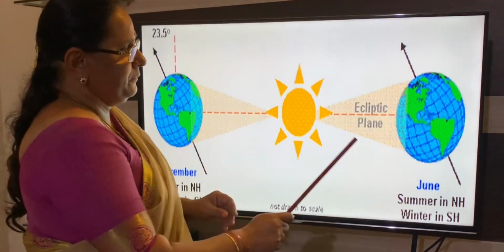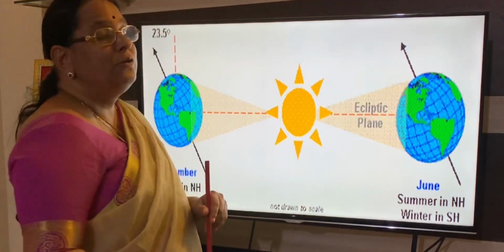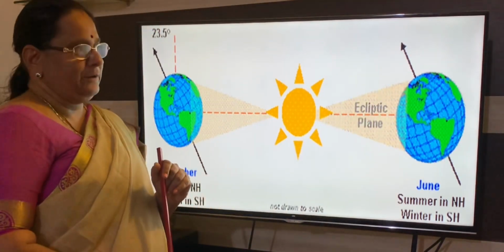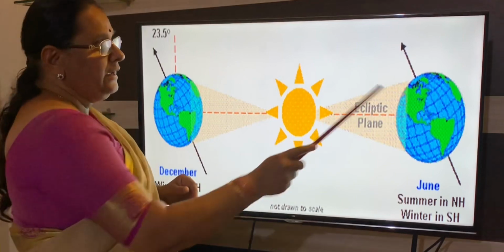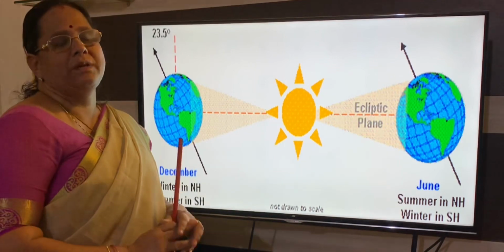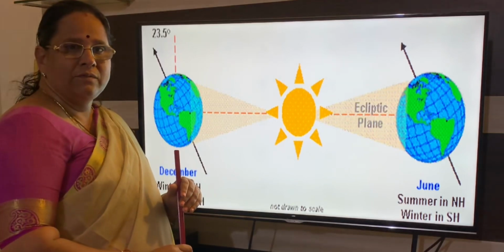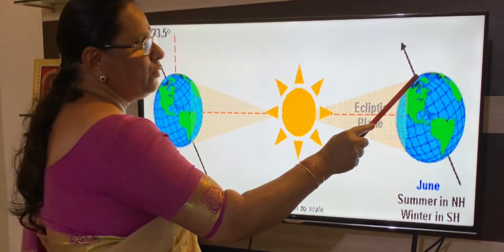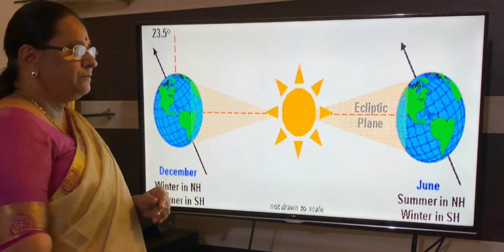So now we will learn here. You can see that the sun rays fall vertically over the northern hemisphere. When it is falling vertically over the northern hemisphere, India is located in the northern hemisphere. Due to that, we will have high temperature here, and it will be hot, dry and sultry. So remember, the sun rays fall vertically over the northern hemisphere. Is that clear, children?